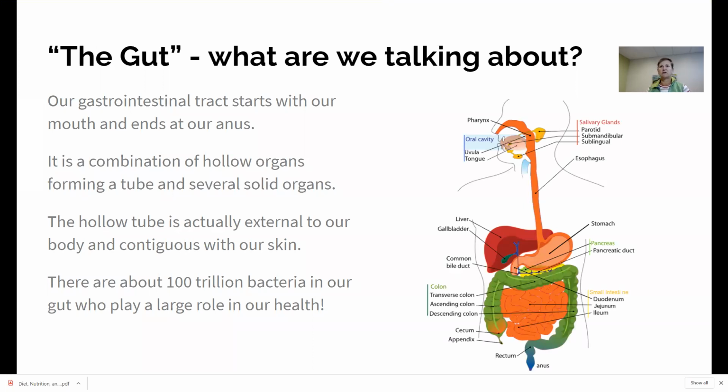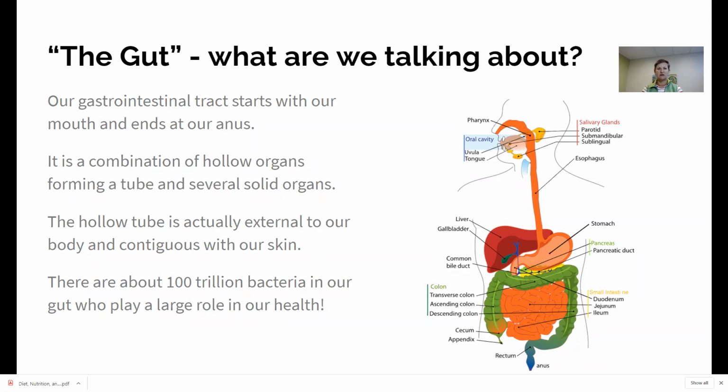Our gut basically starts at our mouth and ends at the anus. It's a combination of hollow organs: our mouth, our esophagus, stomach, small intestine, and large intestine. And then we have the solid organs, which are our liver, our gallbladder, and our pancreas. These all work together as our gut.